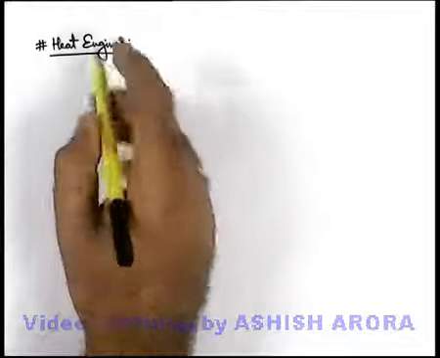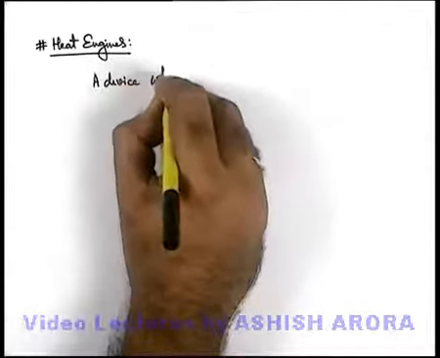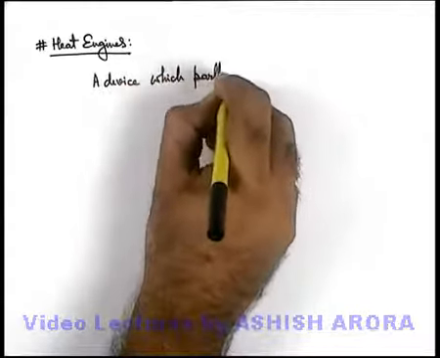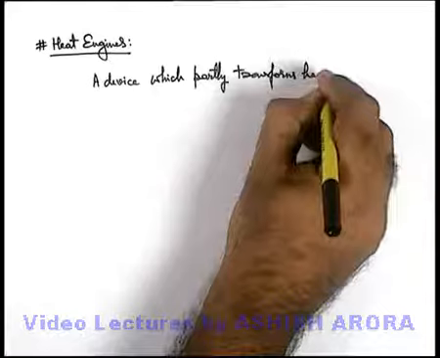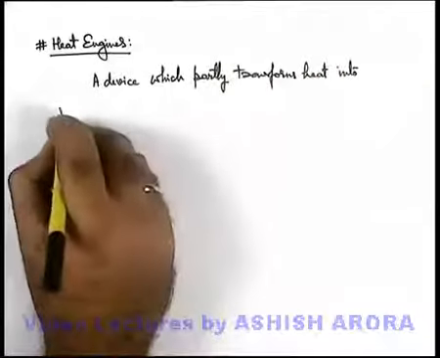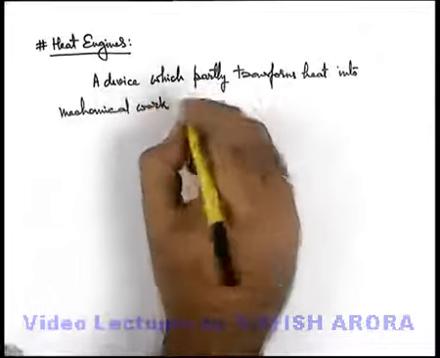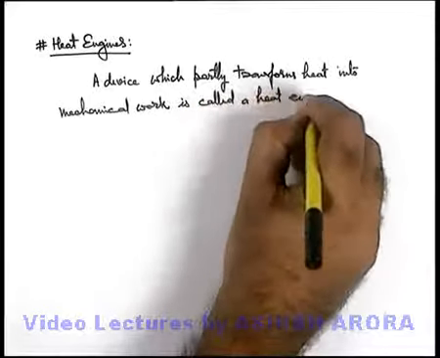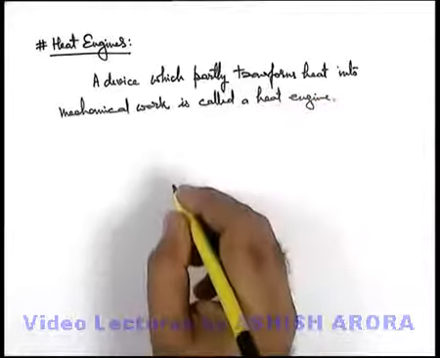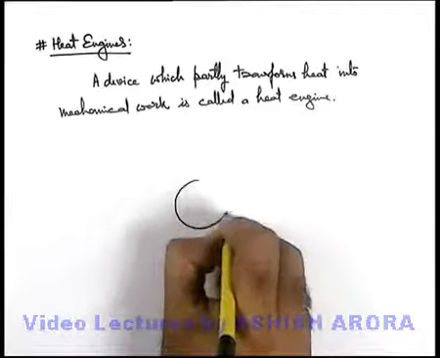Now we'll discuss in detail about heat engines. When we talk about a heat engine, we can write it is a device which partly converts or partly transforms heat into mechanical work is called a heat engine. And the basic diagram or the block diagram of a heat engine can be drawn like this.